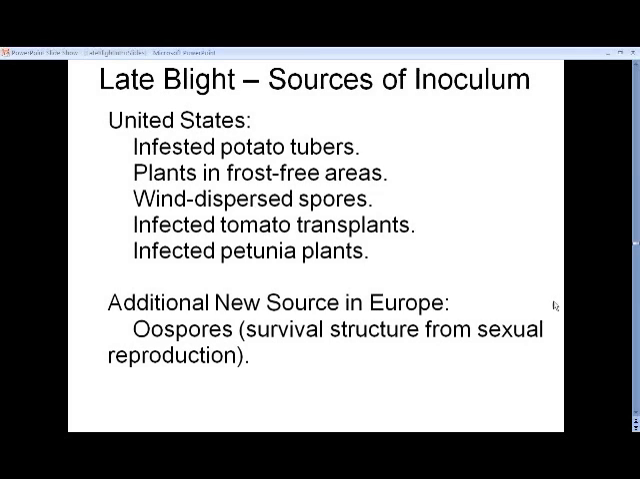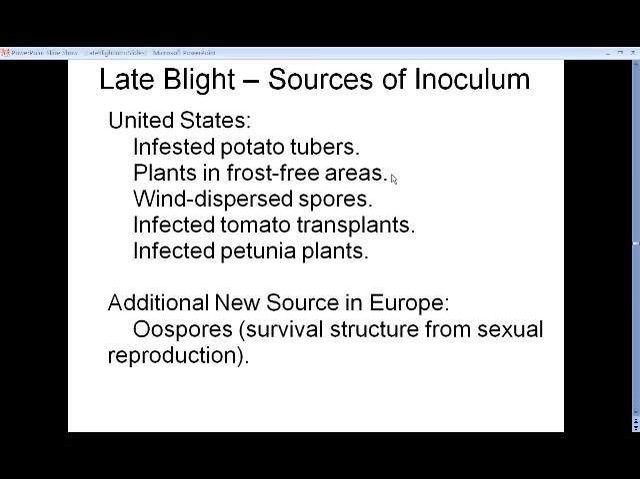And the reason for that, if we start looking at what the sources are, the most important is infested potato tubers. And that's pretty much going to be in your major potato production areas, or anyone who has had late blight and doesn't take care of the potato tubers the next year. Very important source. And then plants in frost-free areas. And that would be the southern part of Florida, pretty much, in the U.S. So we've got a limited area where this pathogen can survive, because remember, it's an obligate pathogen. It has to have living host tissue to survive.